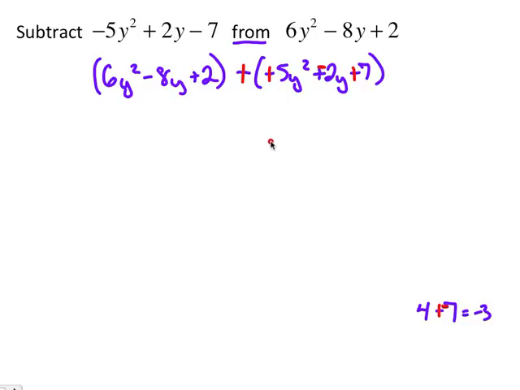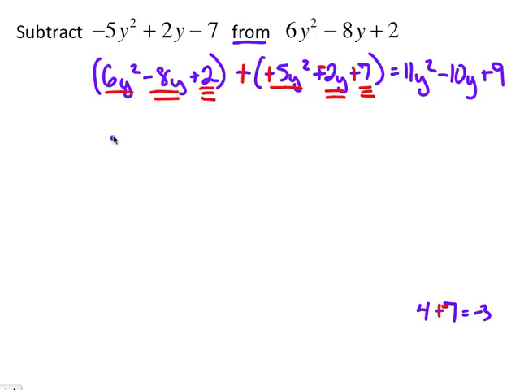And then we're going to add the like terms. So remember, for like terms, you're looking for variables and exponents that are the same. So we have a 6y squared plus a positive 5y squared. Well, that equals 11y squared. Okay, next we have a negative 8y plus a negative 2y. That equals negative 10y. And then at the end here we have positive 2 plus positive 7, which equals positive 9. Okay? So that's one way you can set it up to add them horizontally.